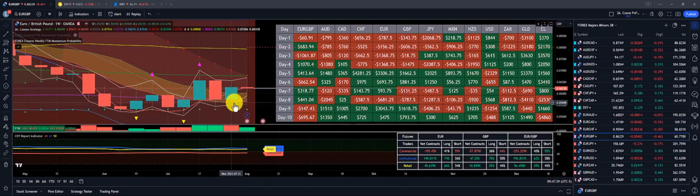Euro British pound, no significant trade to the week. Price action above the dragon. The green candle. The week, nothing for Euro British pound.